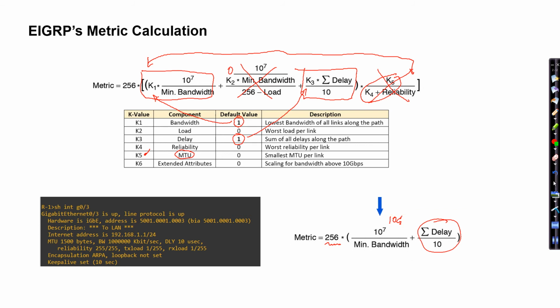Anyway, back to the metric calculation here. Now we have a simplified version of the EIGRP metrics. Let's head on over to our topology so we can perform a few metric calculations.